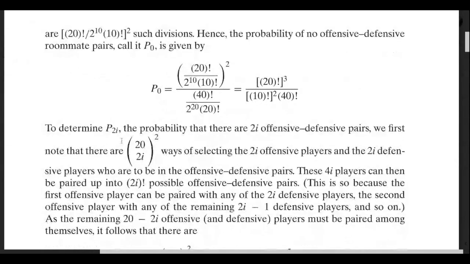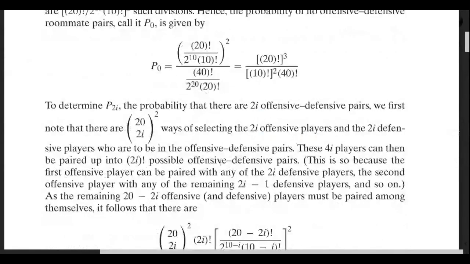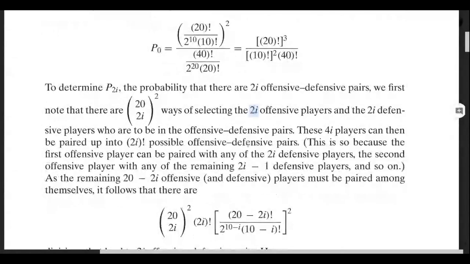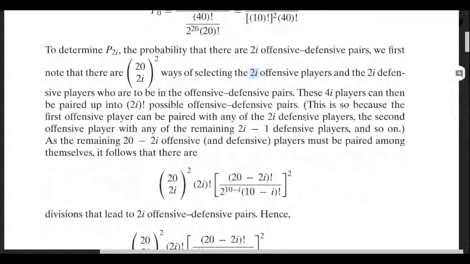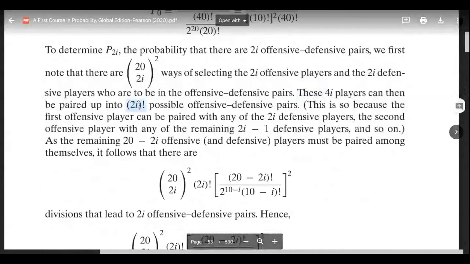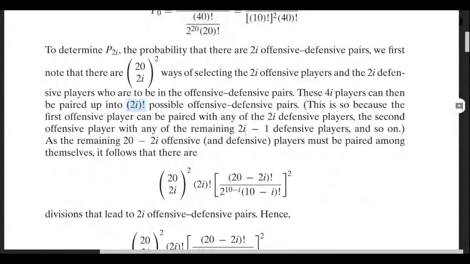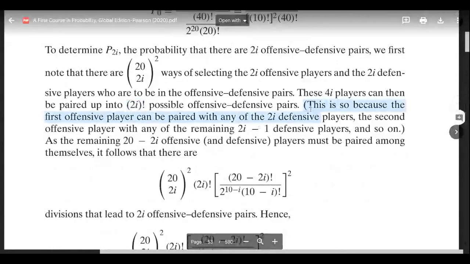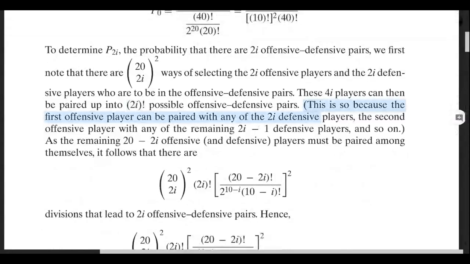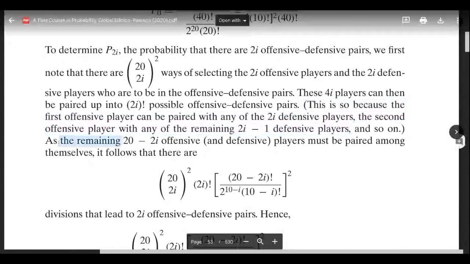Now, the probability that there are 2i offensive-defensive pairs. Out of 20, choose 2i to pair them up. These 4i players can then be paired up in 2i factorial ways. Well, yes, we can permute, because the first offensive player can be paired with any of the 2i defensive players, the second offensive player with any of the remaining 2i minus 1 defensive players. Yes, that's why it's factorial. The remaining 20 minus 2i offensive players must be paired among themselves.